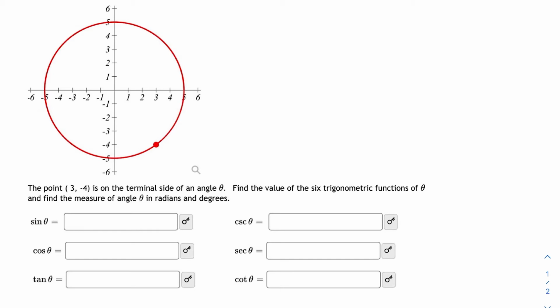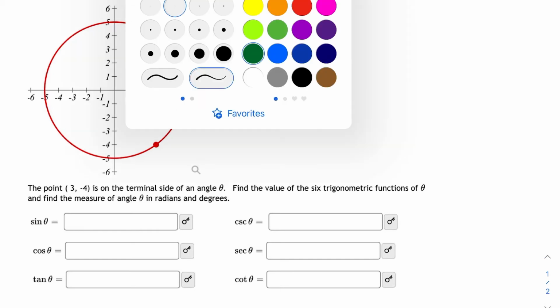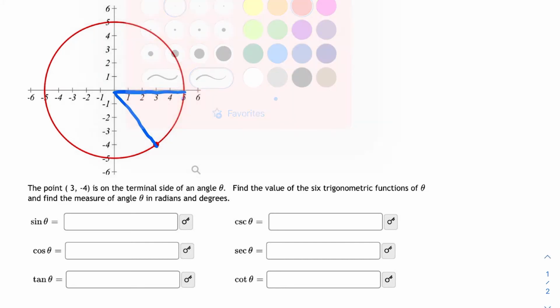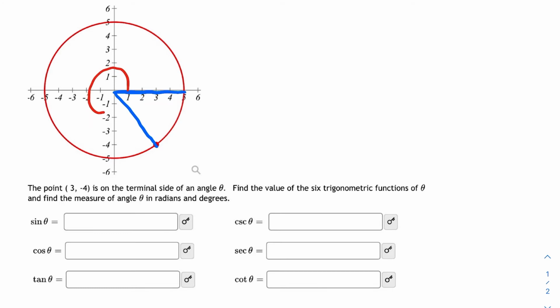Okay, I have here a point (3, -4), and that point is on the terminal side of an angle theta. So let's draw the angle theta. We have the initial side, which if it's in standard position would always be going along the positive x-axis, and we have the terminal side, which is said to have the point (3, -4) on it. So the angle that we're talking about is this angle right here. That's the angle theta that we're looking for.